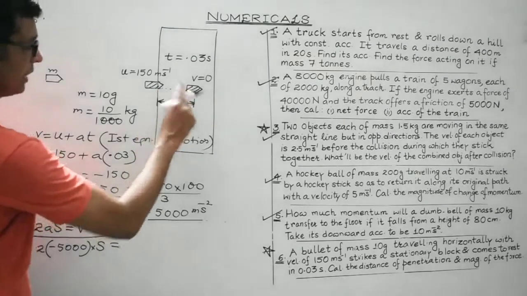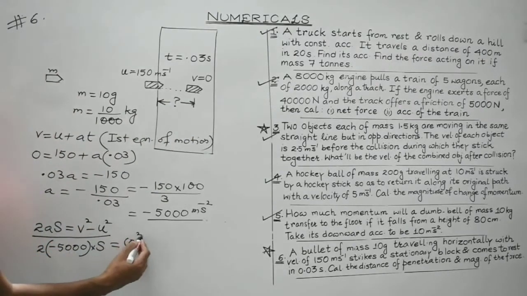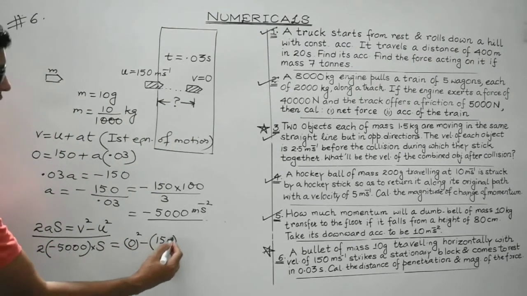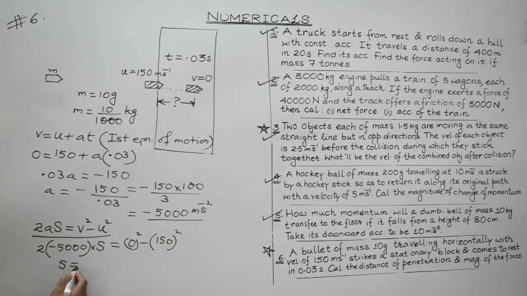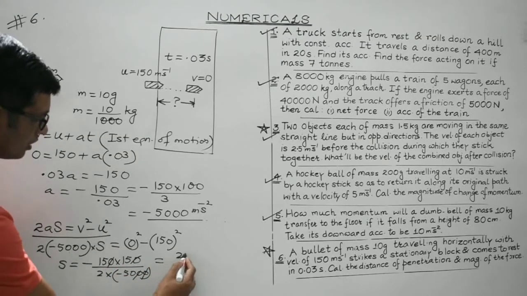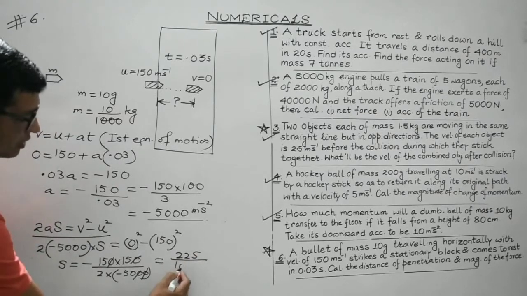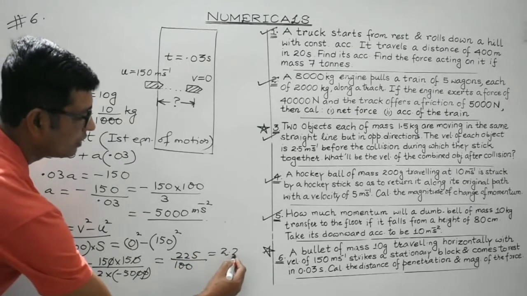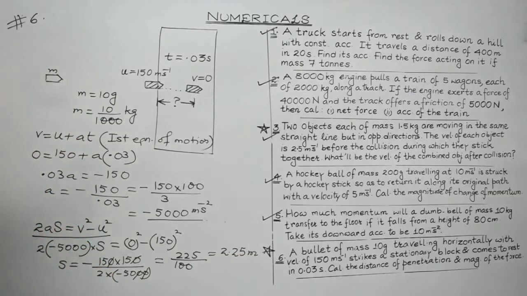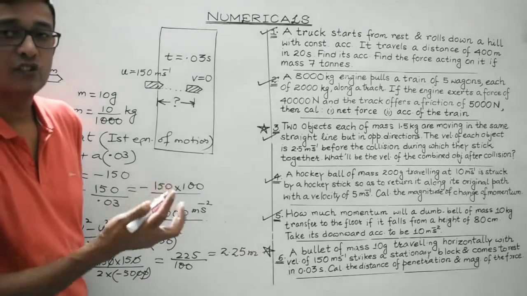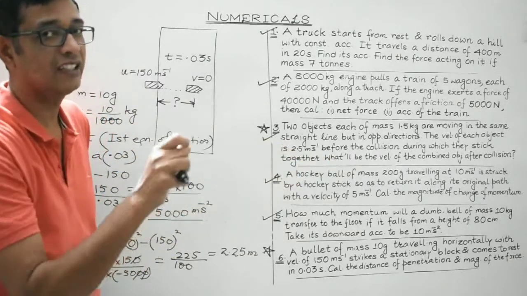It is the distance of penetration. What is v? It is 0. What is u? It is 150. So S is equal to minus 150 into 150 divided by 2 into minus 5000. Minus minus get cancelled. This 0 gets cancelled. This 0 gets cancelled. 15 square, that is 225 divided by 100. So it will be equal to 2.25 meter. So this is the distance through which the bullet will get penetrated inside the wooden plank.